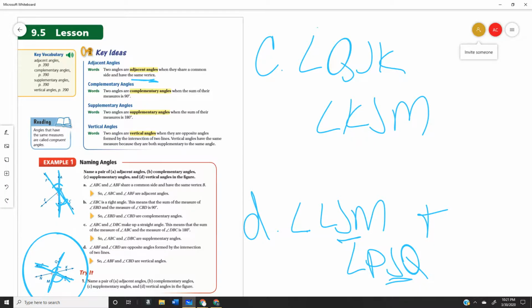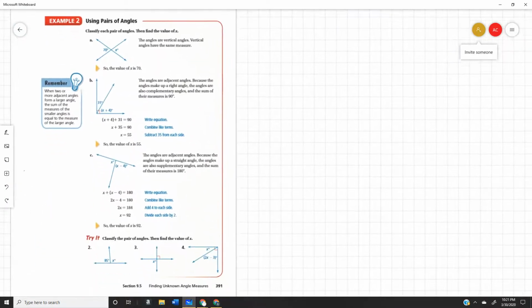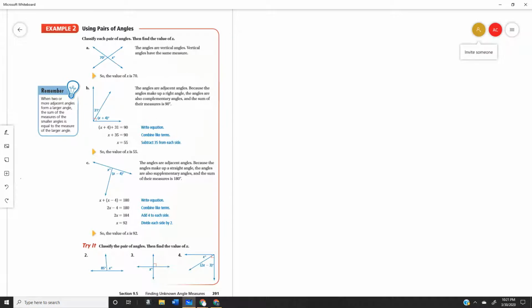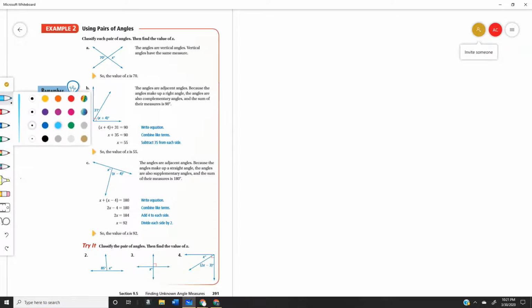Let's go ahead and go on to example 2. In example 2, they're asking us to use pairs of angles, and we're going to classify different sets of angles, and then we're going to find the value of x. So this is where we're going to use different angle measurements to find x.